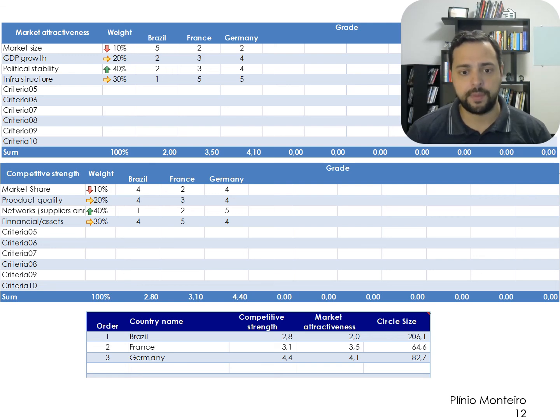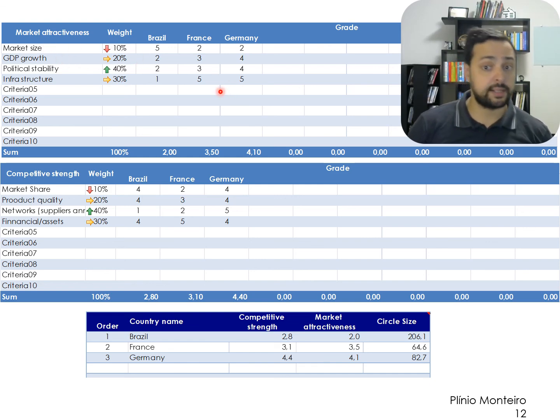And this is one example. Suppose that I pick up 4 factors, I pick up 3 different countries, and I have now 4 factors for market attractiveness. And I give these importance weights for each of these factors as determinants of market attractiveness. For instance, political stability is very important. In second place, infrastructure, and then GDP growth, and finally market size.